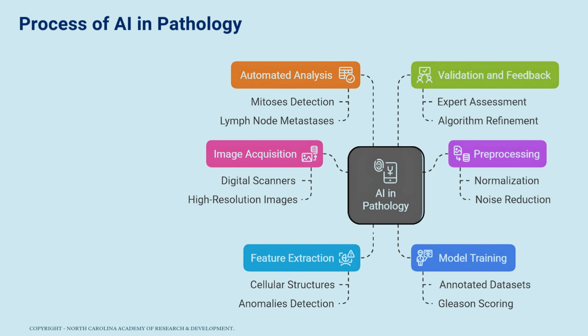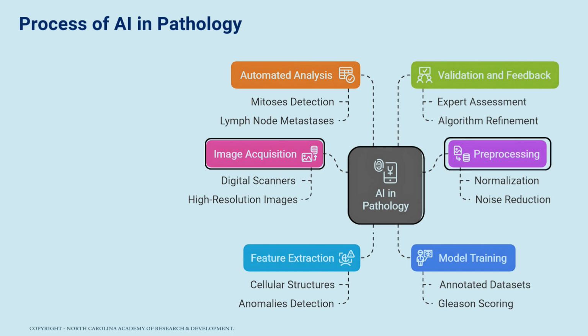Welcome to our overview of how AI is revolutionizing pathology through a structured, step-by-step process. First, we begin with image acquisition. High-resolution images of tissue samples are captured using digital pathology scanners. These images form the critical foundation for all subsequent AI analysis.